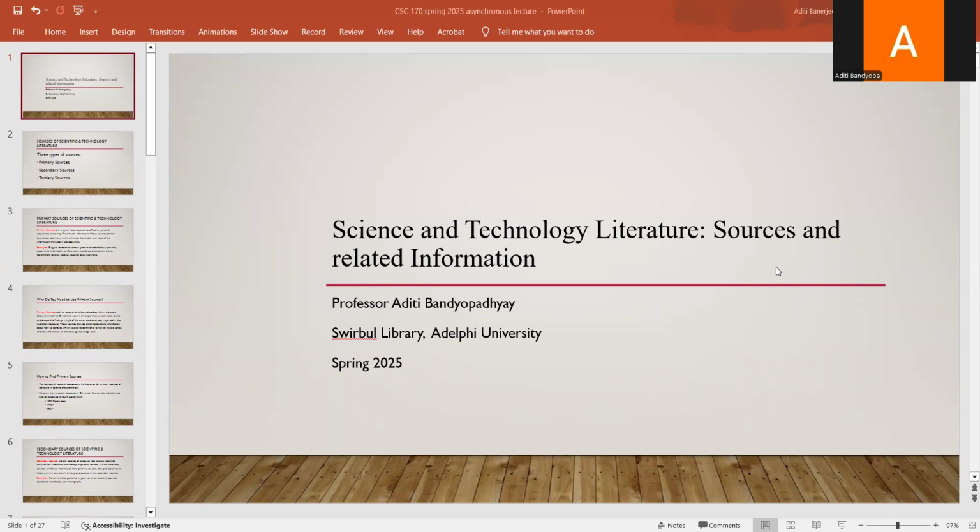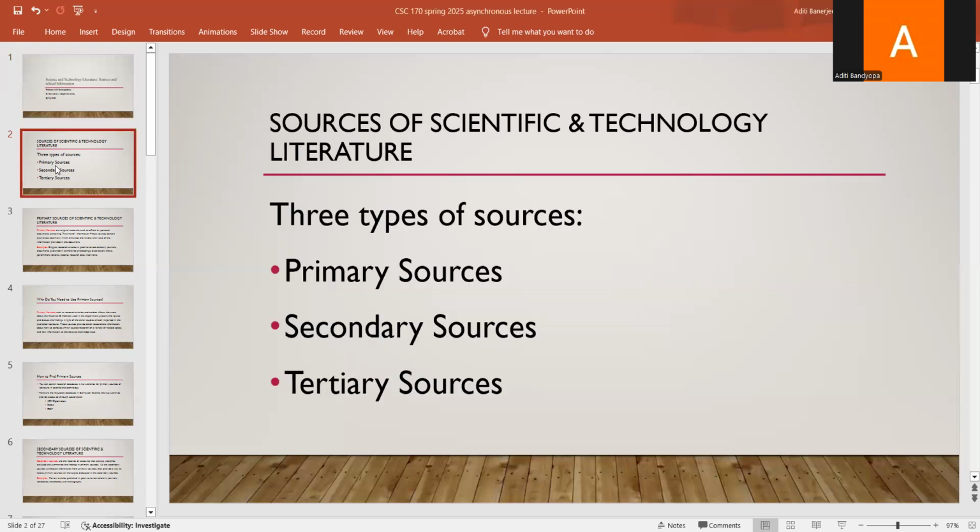I have prepared a PowerPoint presentation to discuss the various sources of science and technology literature. This information will be useful to you as you search scientific literature for your assignments. There are three types of sources of scientific information: primary sources, secondary sources, and tertiary sources.